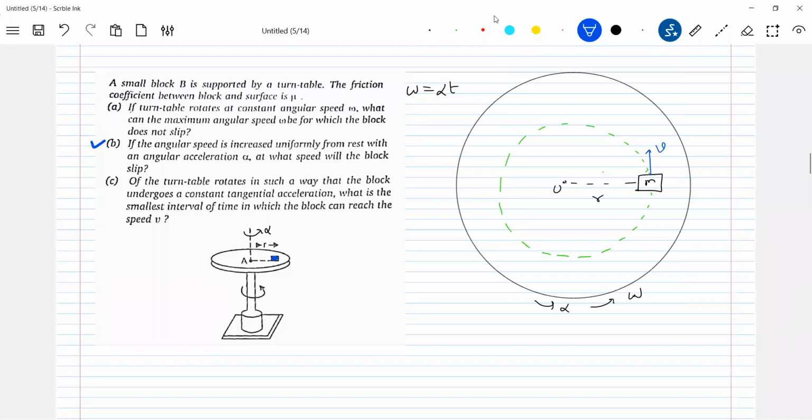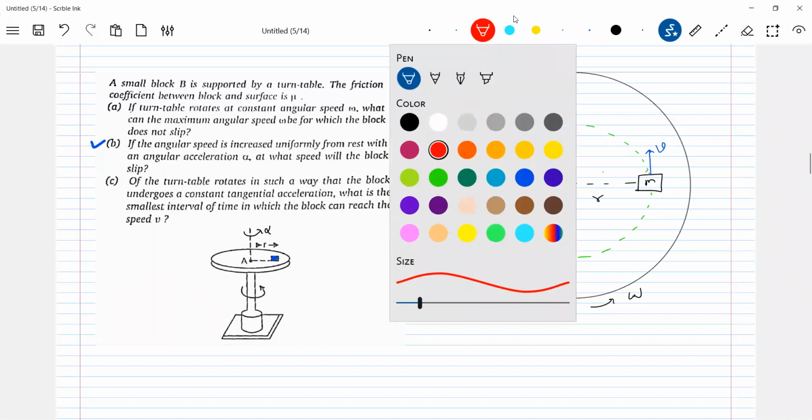Who will accelerate the block? How will the friction act? Okay, directly straight away I'm asking one question. How will friction act here? That's a really very good question. How will the friction act here? I'll directly put it. The friction will act in this direction.